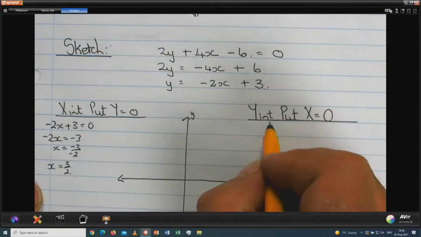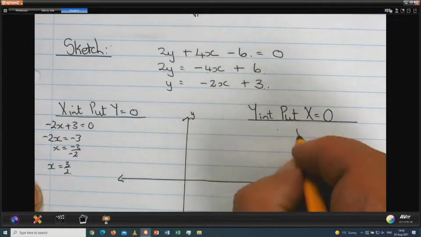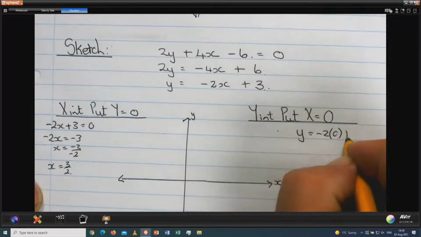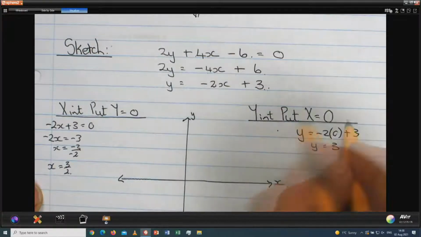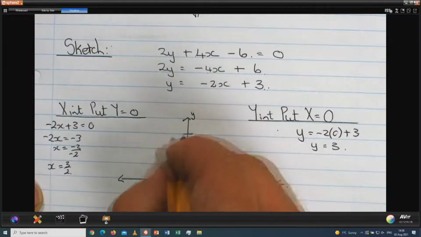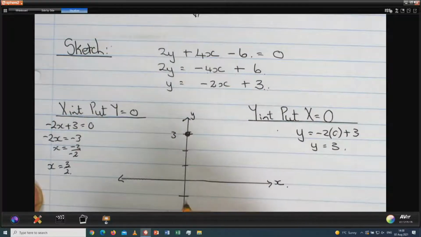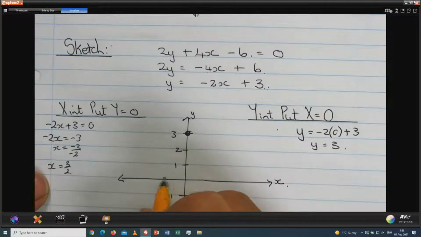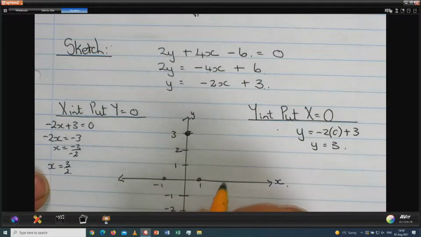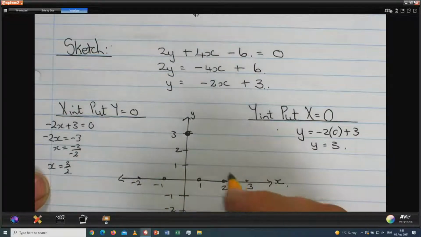And if I find the y-intercept, I'm going to put x equal to 0. So y is equal to -2 times 0 plus 3. So y is equal to 3. So your y-intercept is 3. And your x-intercept is 1.5. So that's -1, that's 1, that's 2, that's 3, -1, -2. So in this, your x-intercept here is 1.5, which is there, which is 3 over 2.